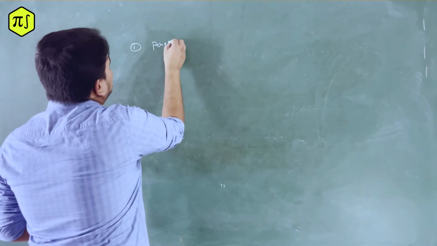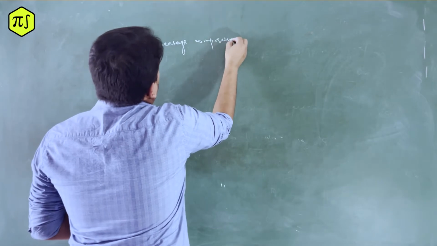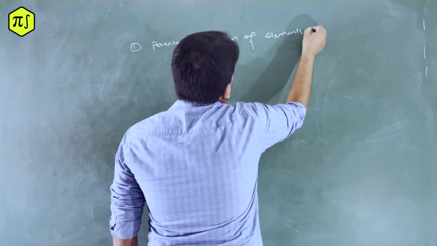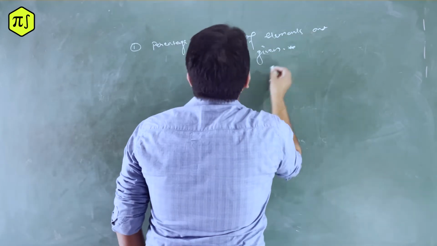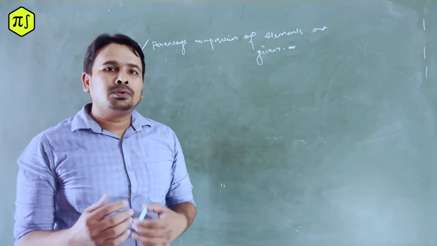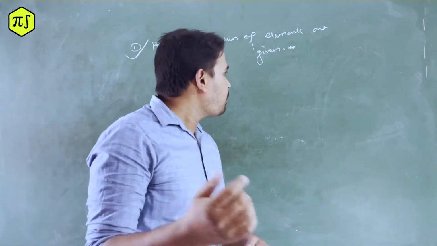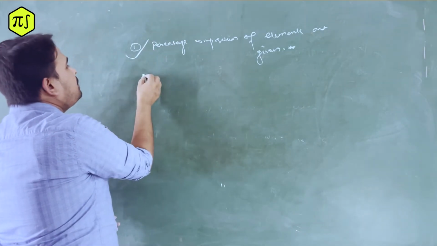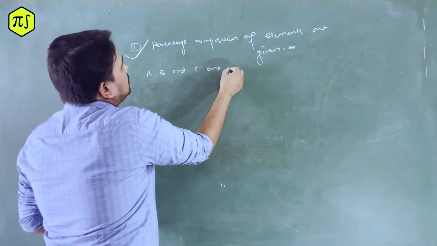So the percentage composition of elements is given. This is the key point here, guys. Now they are asking you to calculate the empirical formula of the molecule, right? Okay guys, so let's denote it. Let's say the elements are A, B and C.